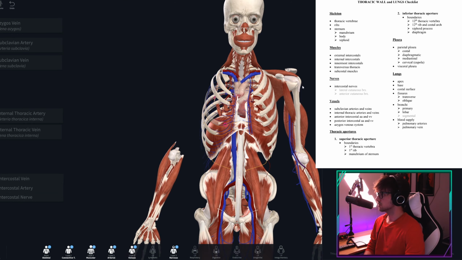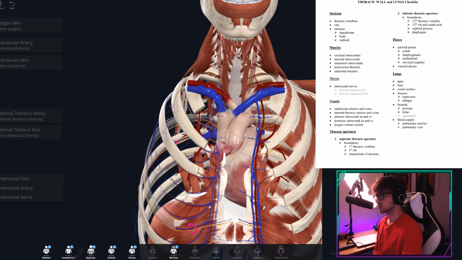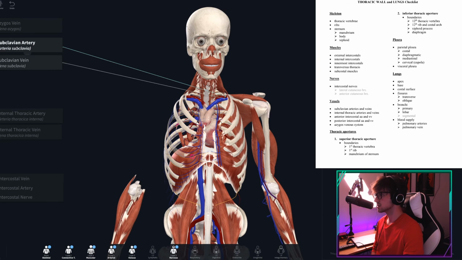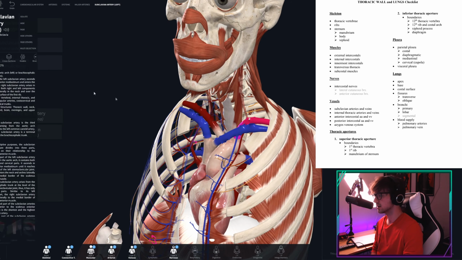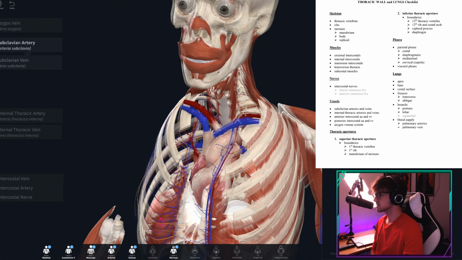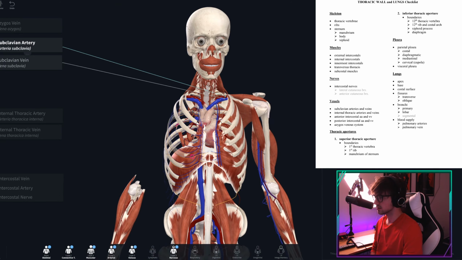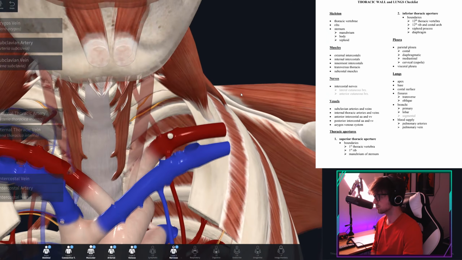Okay, now we're on to thoracic vessels that we have to look at. First thing on the list would be subclavian arteries and veins, which you can see right here. So subclavian artery, subclavian vein. Subclavian artery, subclavian vein. There you go. These 2 right here.